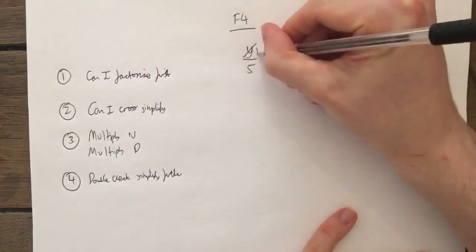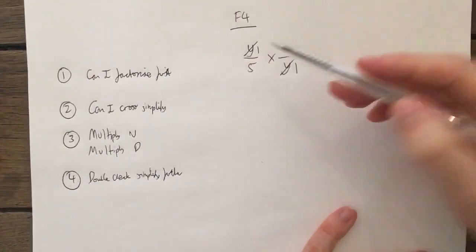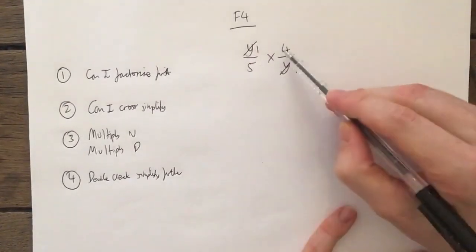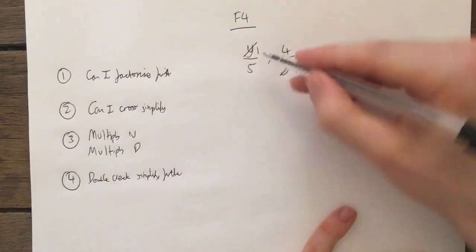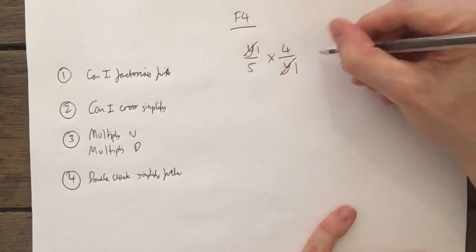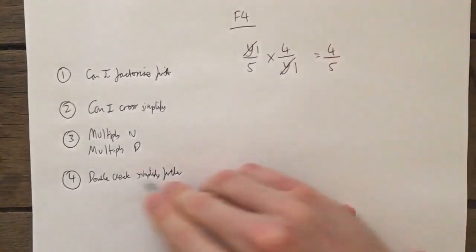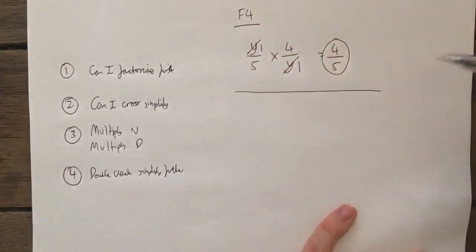y divided by y is 1. y divided by y is 1. I'm going to put 1 down here because there's no other value. 5 and 4, I cannot cross simplify. So then I do number 3, multiply numerators, so 1 times 4 is 4. 5 times 1 is 5. Can I simplify further? No. Final answer.